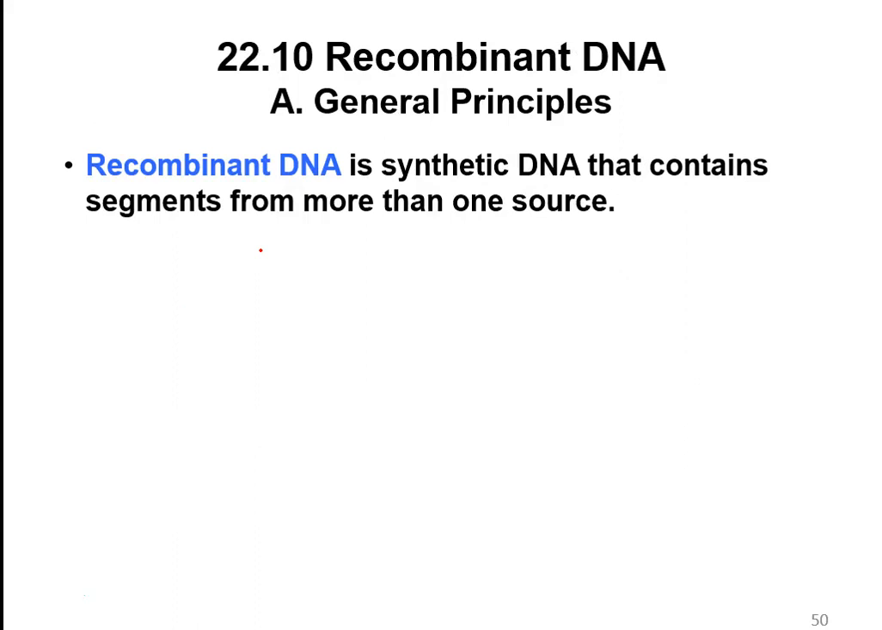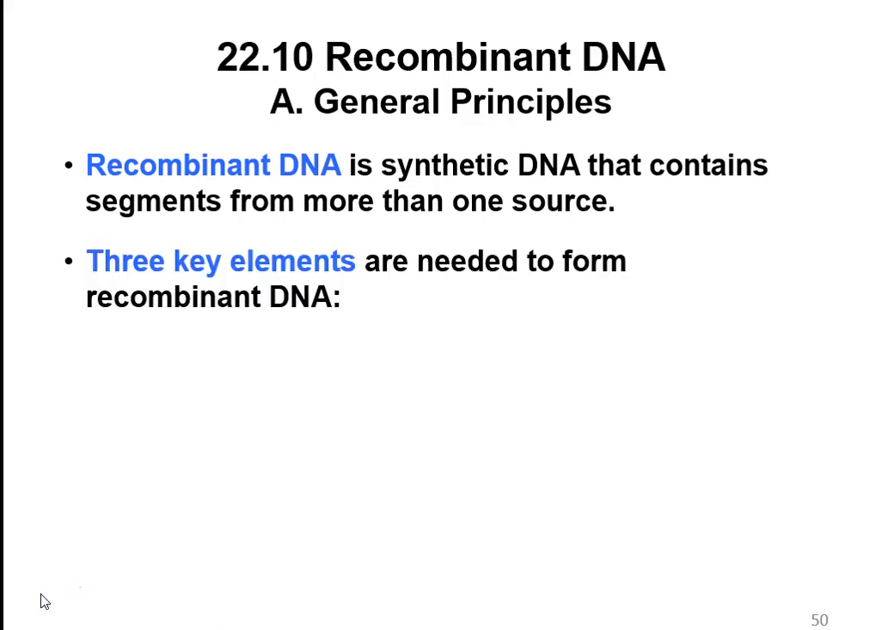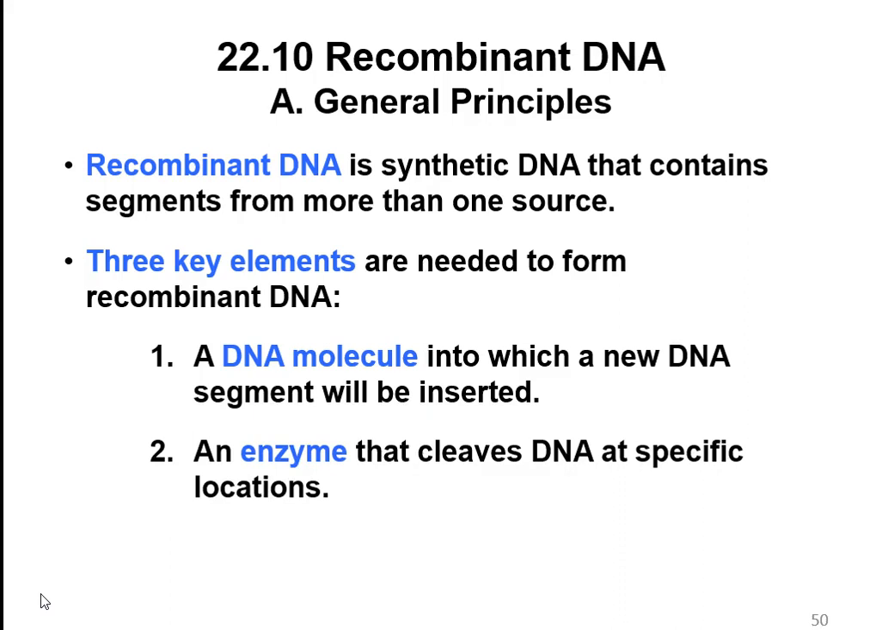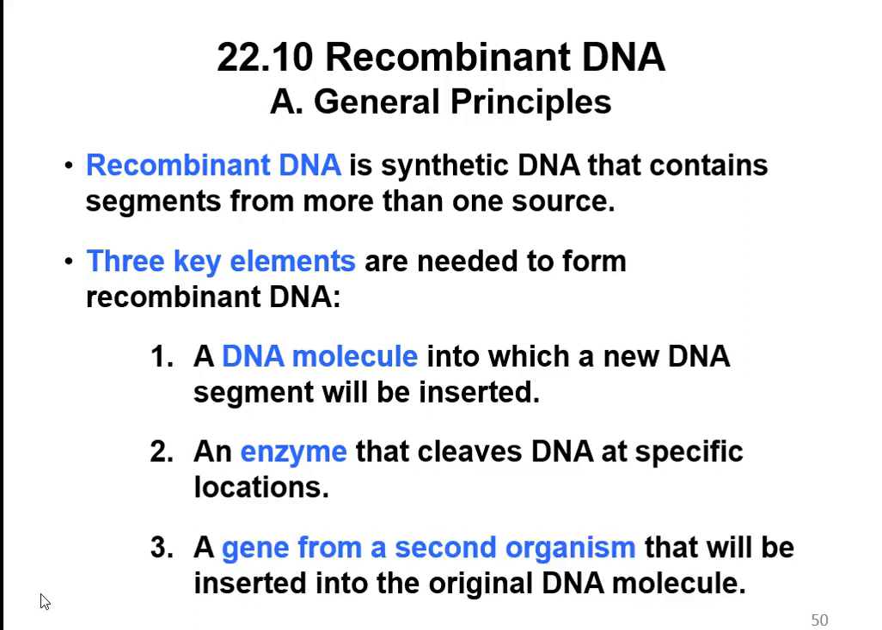All right, in 22.10, they talk about recombinant DNA. This is basically synthetically made DNA. Recombinant DNA is a synthetic form, and it uses live cells to actually make the DNA. There are three key elements needed to synthesize it. One is a DNA molecule in which a new DNA segment will be inserted. Two, the enzymes, specifically an enzyme that cleaves the DNA at specific locations. And finally, a gene from a second organism that will be inserted into the original DNA. It's kind of like you hijack the genes of another organism.